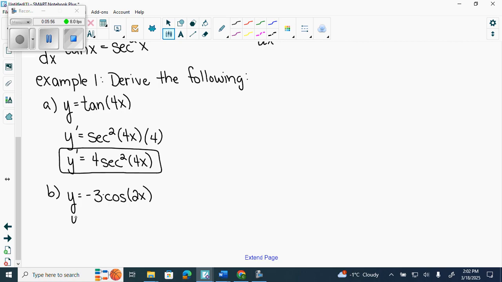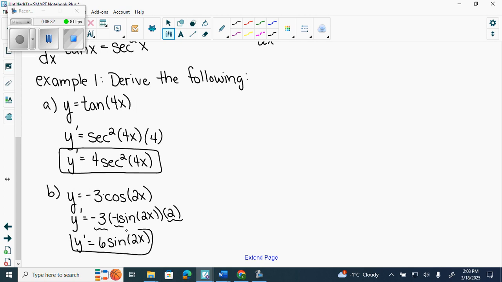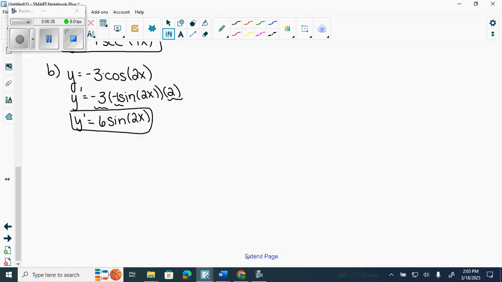So we're going to get y prime equals -3. What's the derivative of cos? Negative sine x. X just happens to be 2x. And then what do I have to do? Derivative of the 2x, which is 2. And then I take all my numbers in front. This would be like -1. So I get -3 times -1 times 2. And what do I get? 6 sine 2x. Negative and a negative.